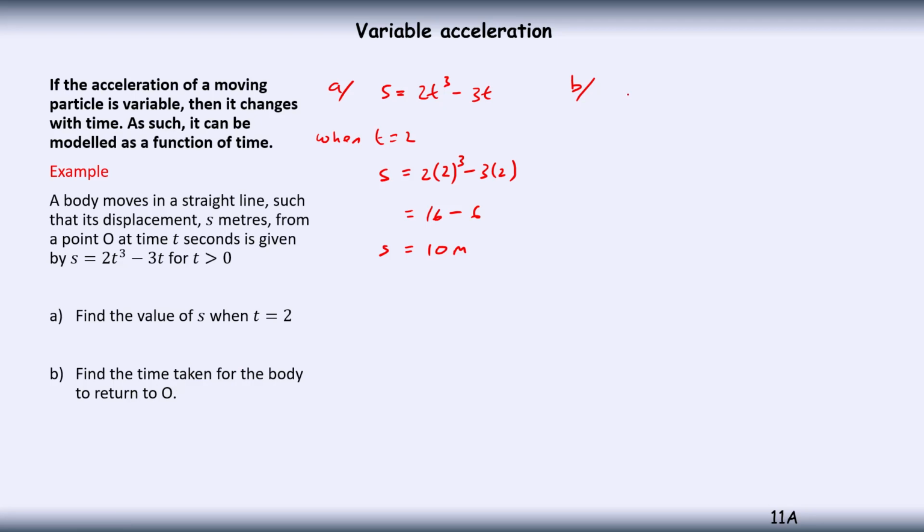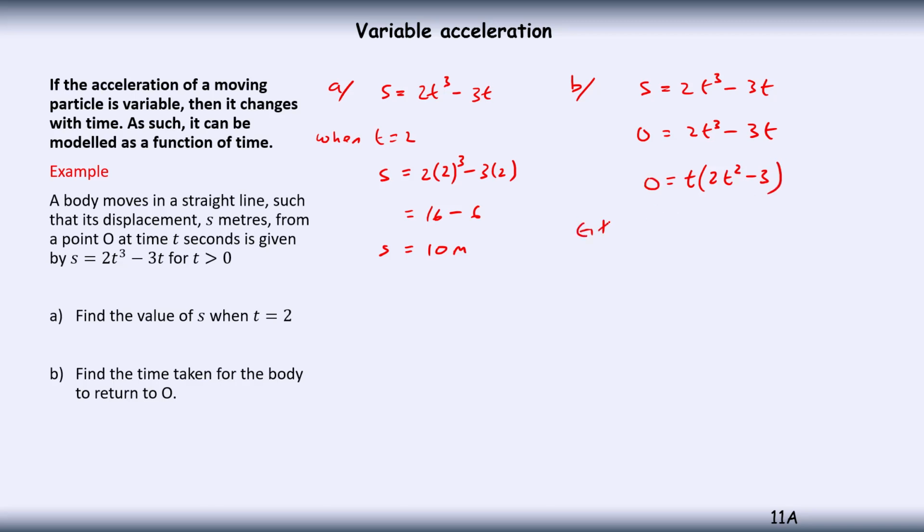In part B, we're told to find the time taken for the body to return to point O. So s is equal to 2t cubed minus 3t. When it returns to point O, however, displacement is now 0. So that means 0 is equal to 2t cubed minus 3t. So our function is just in terms of t, so we can solve for t by factorizing the right hand side. We take t out, we're left with 2t squared minus 3.